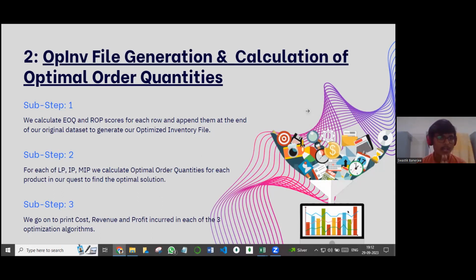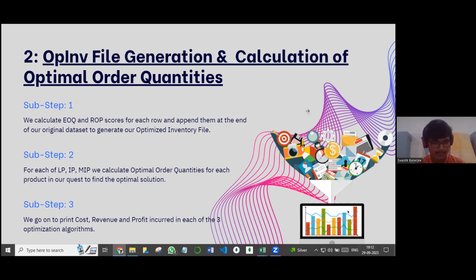So what we do over here is first we calculate the EOQ and ROP scores for each row. Then we use 3 different optimization algorithms: linear programming, integer programming, and mixed integer programming. We'll come to that. Why do we use those 3 algorithms and what are they actually? When do we need to use LP? When do we need to use IP? When do we need to use MIP? We'll come to that.